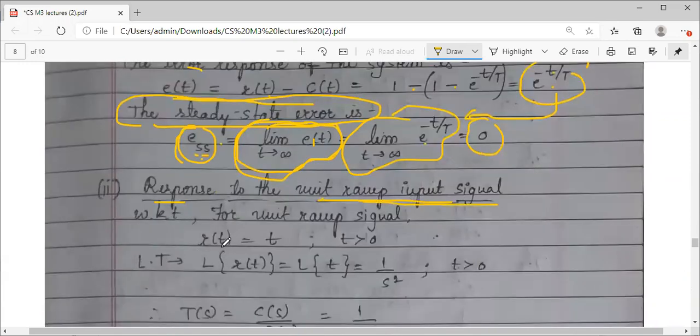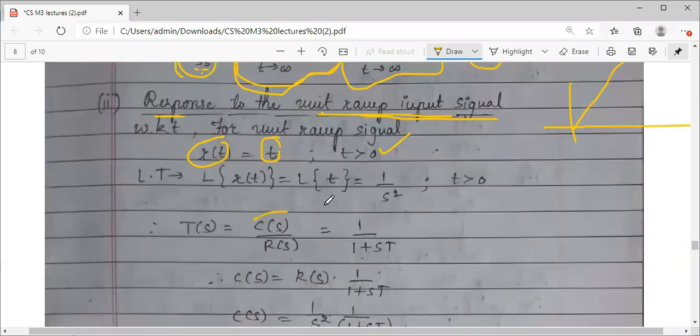So ramp means R of T is equal to T, right? A ramp signal looks like this. There is a linear change, so it is given by T, and only for positive time values. Because I want R of S, right? This is my transfer function equation. I want R of S, but here it is a time domain signal, so I have to take the Laplace transform of T.